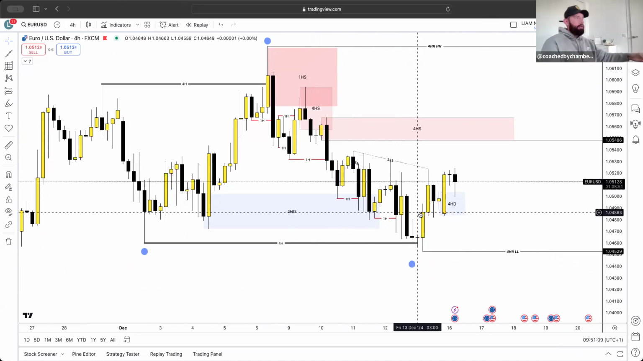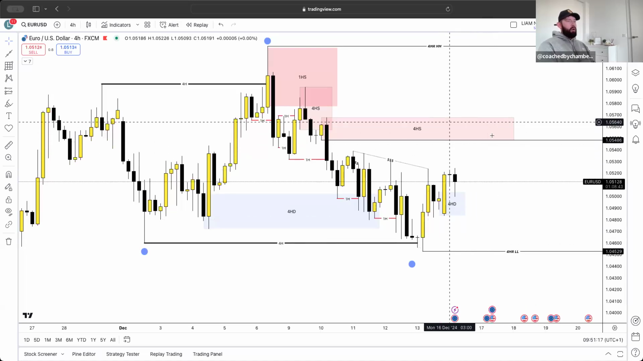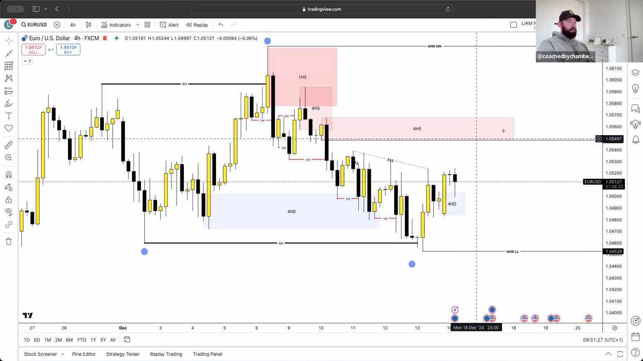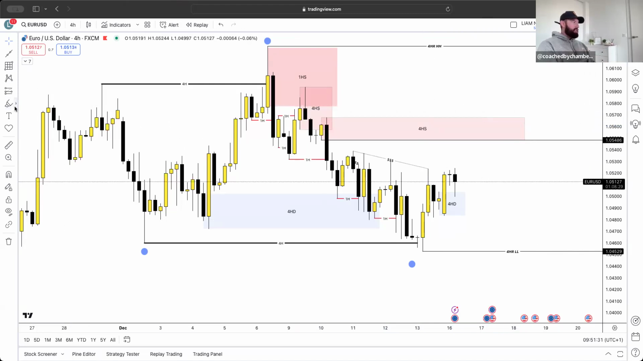So first thought, from a 4 hour perspective, I want to see the downwards movement carry on, but I would like to see this 4 hour supply area around the 1.05486 area, or you can refine it to the 1.05500 area, this 4 hour supply zone. I want to see this met. And also what I like about this area is we also have this imbalance above.